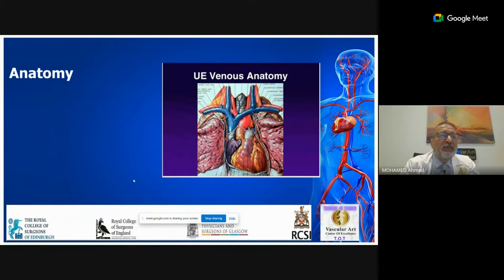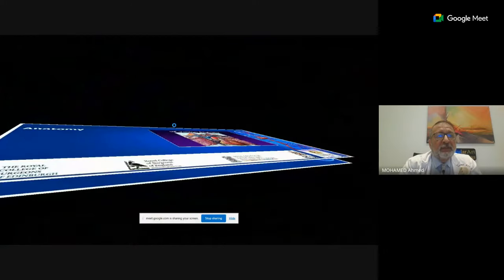This is the upper limb venous anatomy, and I did send a chapter about how to do upper limb duplex scan, which contains the anatomy. This is the right innominate vein, which is the subclavian vein and internal jugular vein going together. And this is the left, and this is the superior vena cava where it goes to the heart. So this is the basic anatomy.